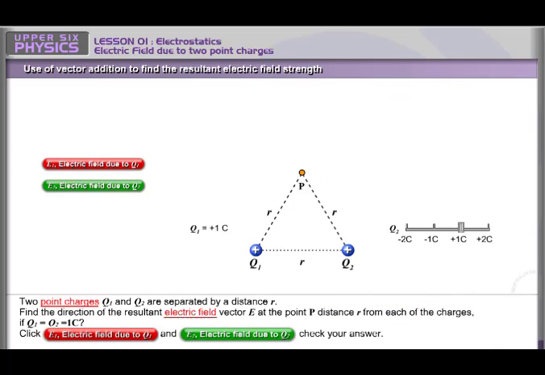Two point charges Q1 and Q2 are separated by a distance r. Find the direction of the resultant electric field vector E at the point P, distance r from each of the charges. If Q1 equals Q2 equals 1 C, click E1, electric field due to Q1 and E2, electric field due to Q2 to check your answer.